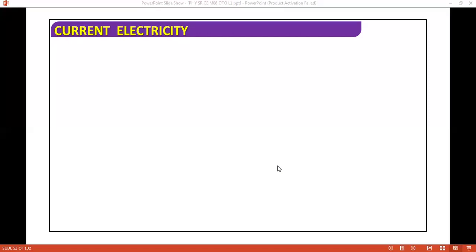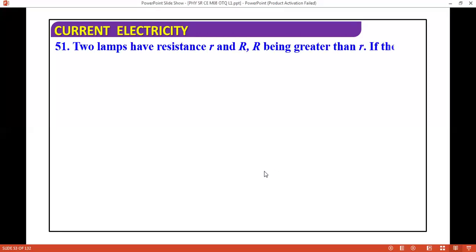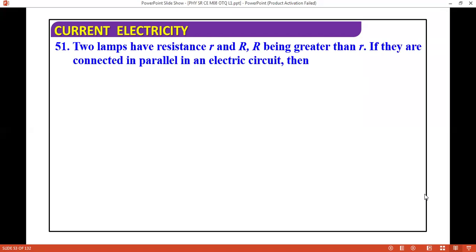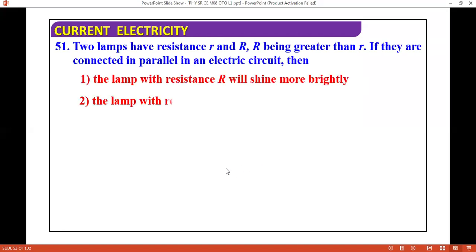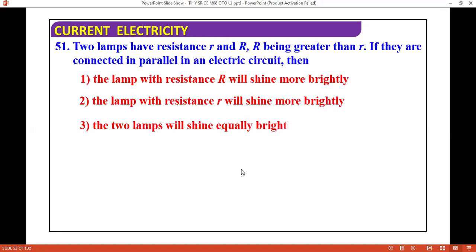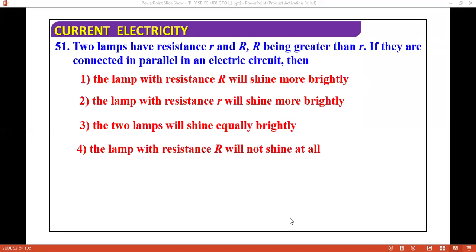Question is: two lamps have resistance r and capital R, with capital R being greater than small r. If they are connected in parallel in an electric circuit, then... Basically, this is again a good question.